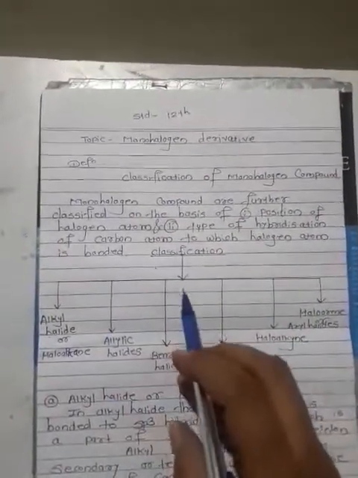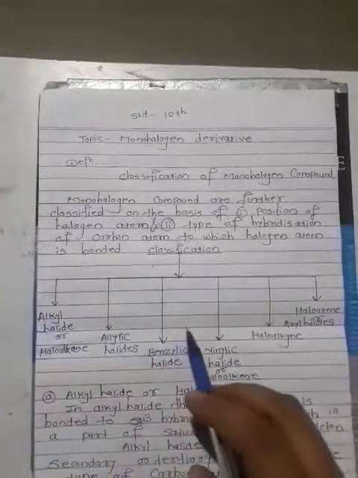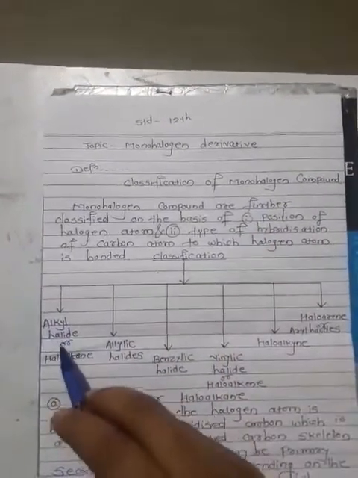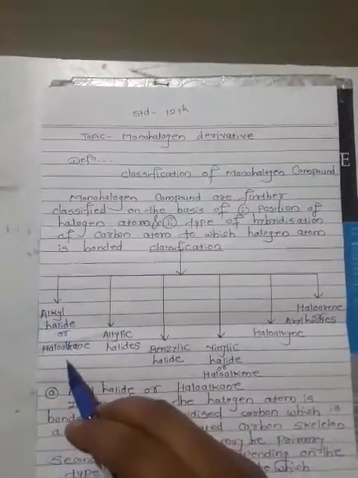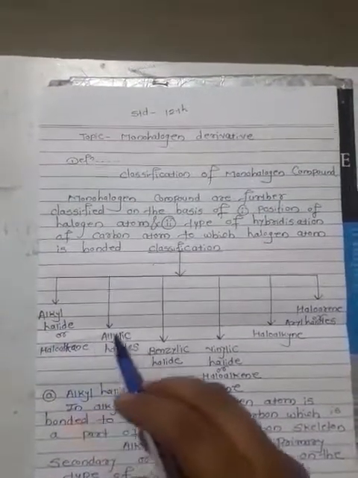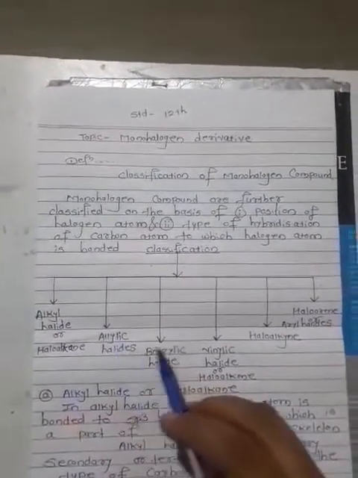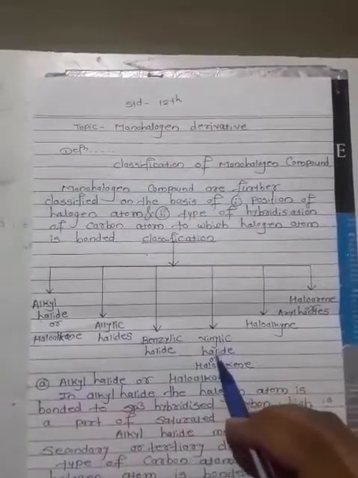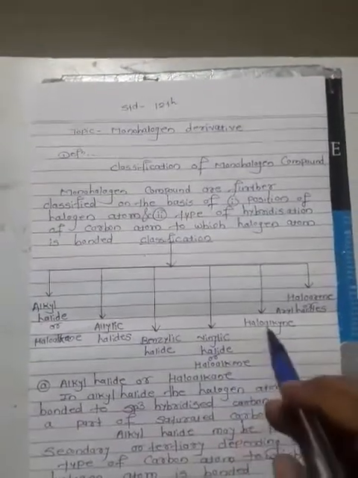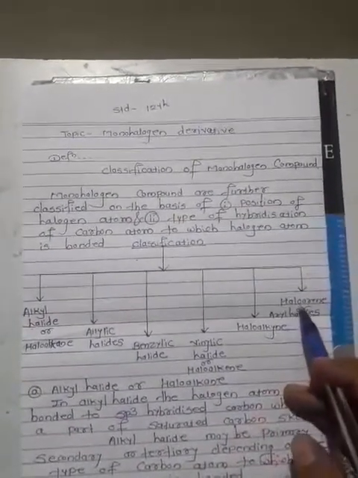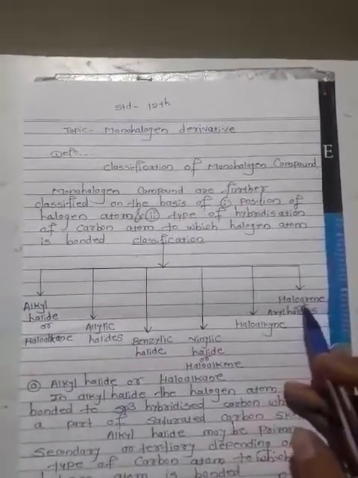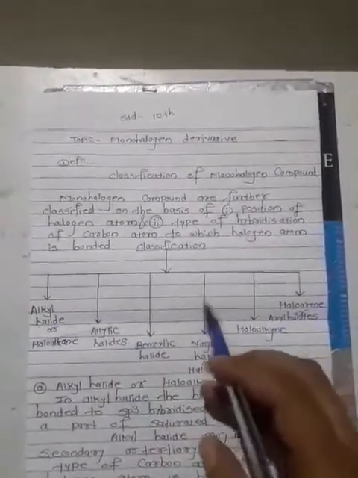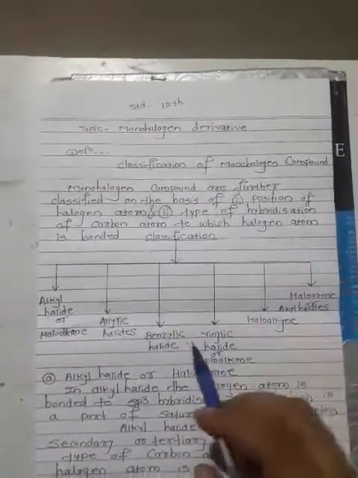In this chart there are 6 types of monohalogen compound. First is the alkyl halide, also called haloalkane. Second is the allylic halide. Third is the benzylic halide. Fourth is the vinylic halide, also called haloalkene. Next is the haloalkyne, and next is the haloarene, also called aryl halide. There are 6 types of monohalogen derivative.